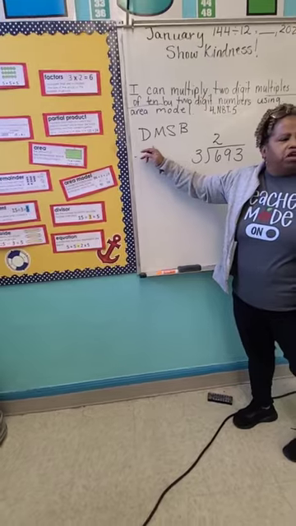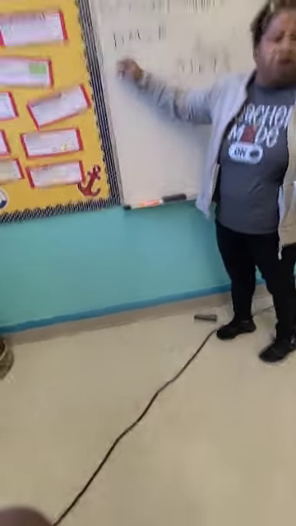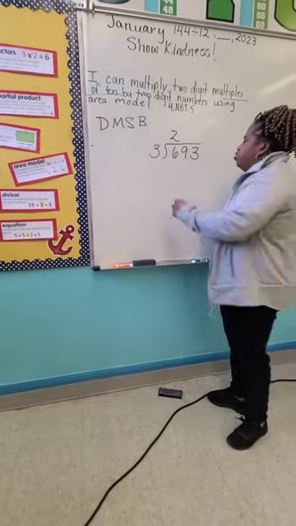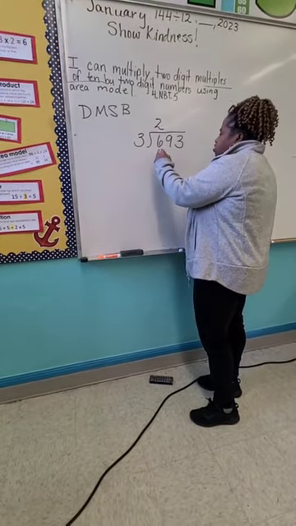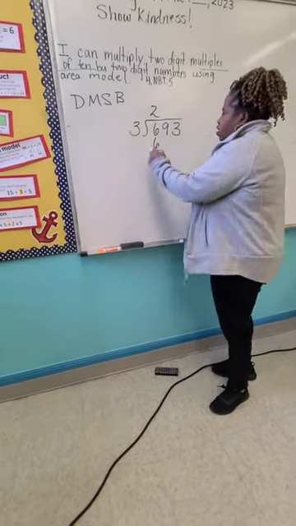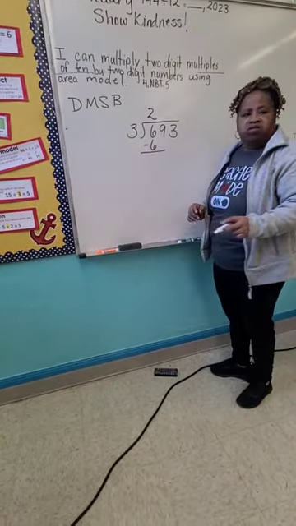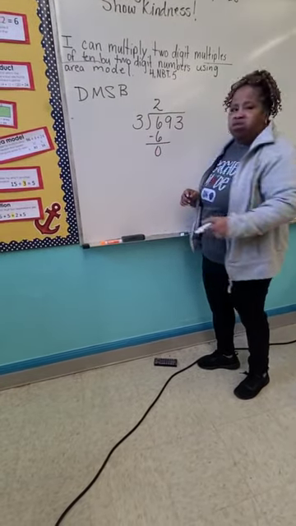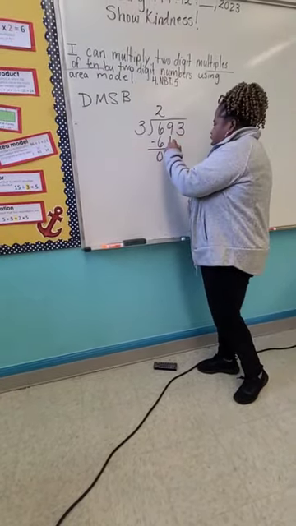Our process tells us to do what? We divide, then multiply. What are we multiplying? Two times three is what? Six. And then we do what? Subtract. Six minus six is? Zero. Bring down the nine. Okay, good job.